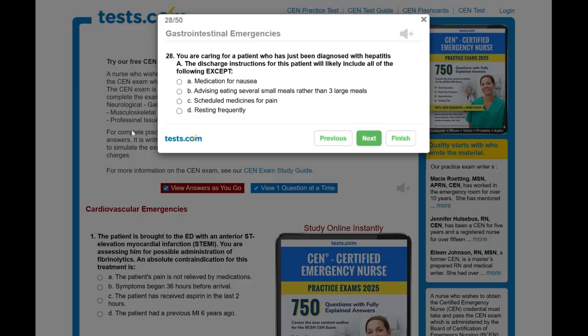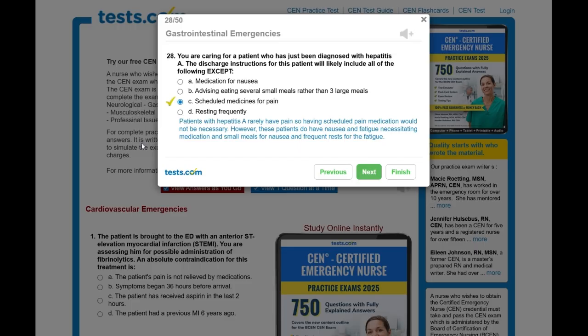Gastrointestinal emergencies. Question 28. You are caring for a patient who has just been diagnosed with hepatitis A. The discharge instructions for this patient will likely include all of the following except A. Medication for nausea. B. Advising eating several small meals rather than 3 large meals. C. Scheduled medicines for pain. D. Resting frequently.